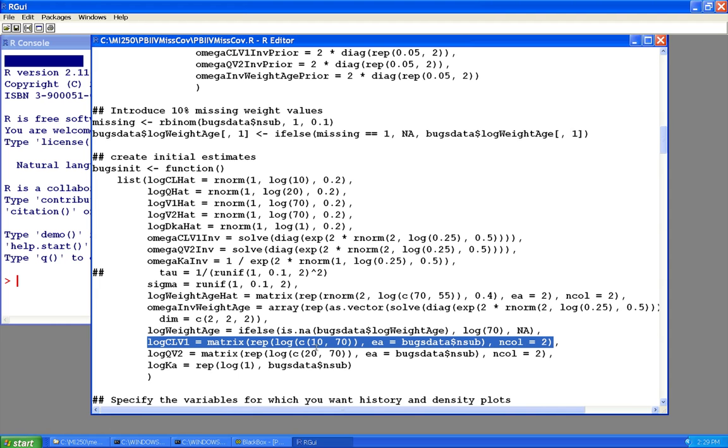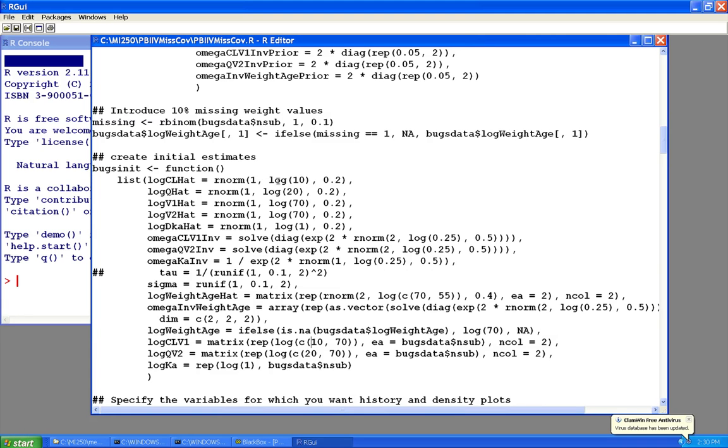individuals. And the first column is going to consist of all values equal to log 10, which is going to serve as my initial estimate for clearance, and the second column is all going to be log 70, which is my initial estimate for V1 in here. And you'll notice that those numbers match up with what I used as my central tendency in the population means up here on top. So here, let's see the log 10 and the log 70 right here. And then I do the same thing for Q and V2, and then finally for KA in here.